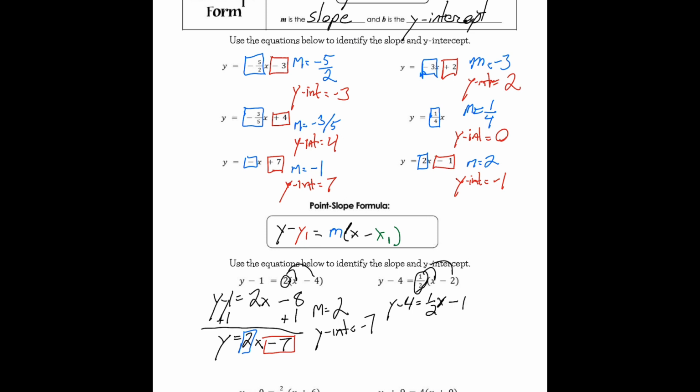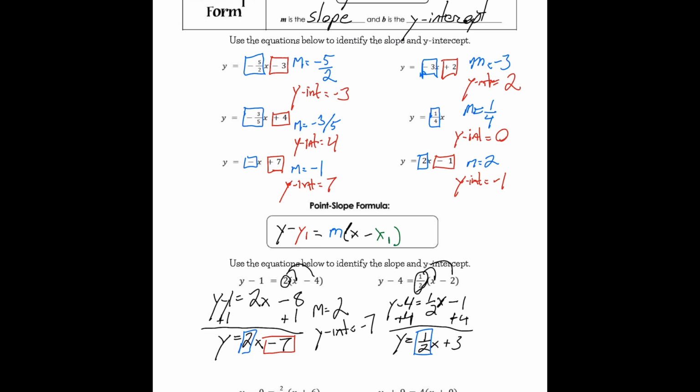Okay, now I need to get my negative 4 gone from the left side of the equal sign. I need to move it over to the right side of the equal sign. So I'm going to plus 4, and I'm going to plus 4. And I get y equals 1/2 x plus 3. Negative 1 plus 4 is positive 3.